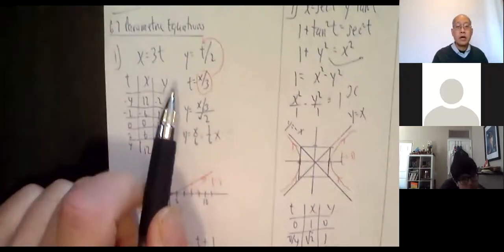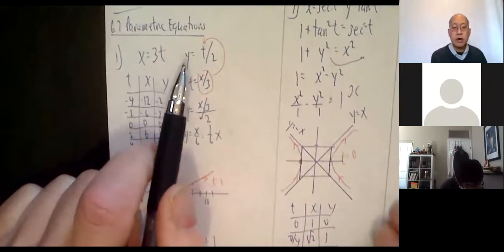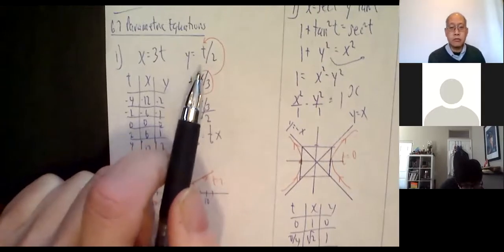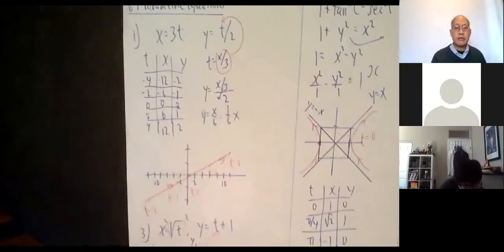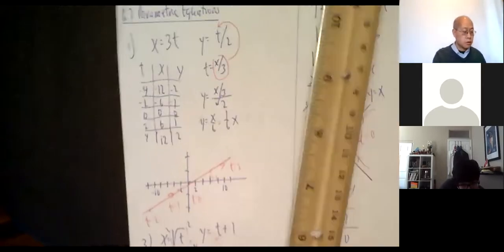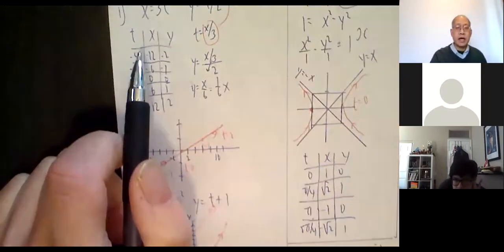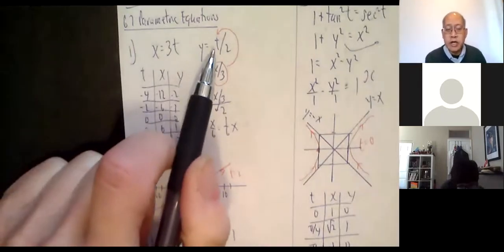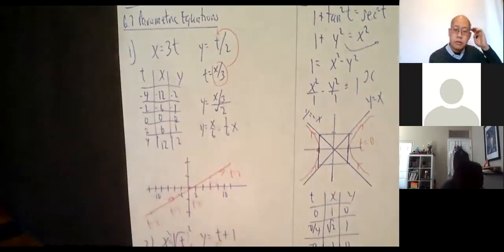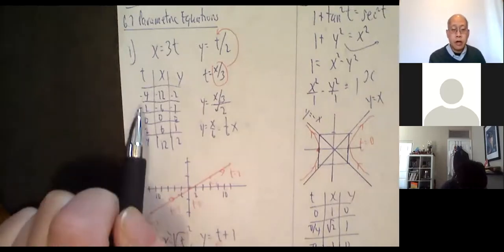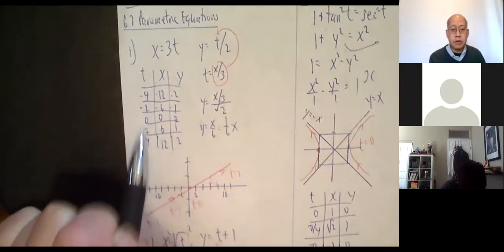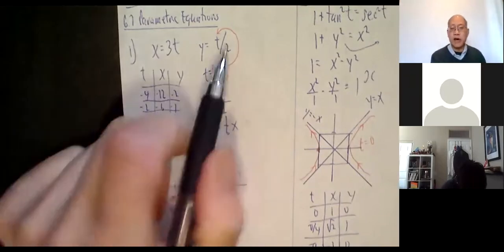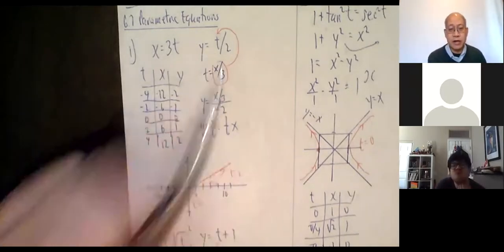So let me show you that one. x equals 3t, y equals t over 2. The first thing I did was make a little table of t, x, and y. Because I noticed y is t over 2, I chose even numbers. So I went -4, -2, 0, 2, and 4, because I knew I had to divide them by 2, so I wanted nice numbers.